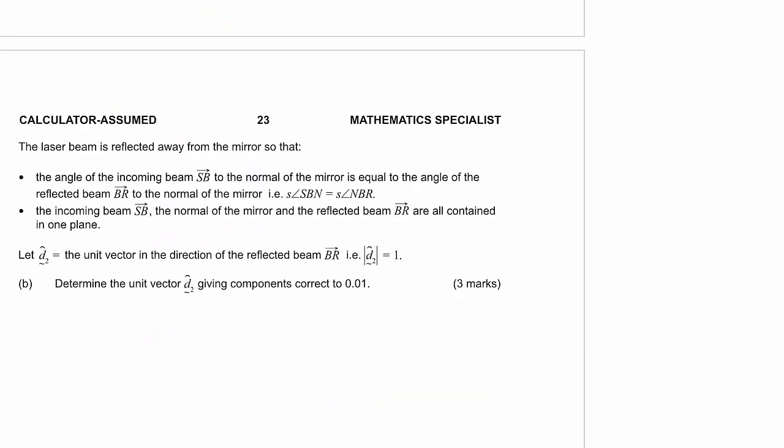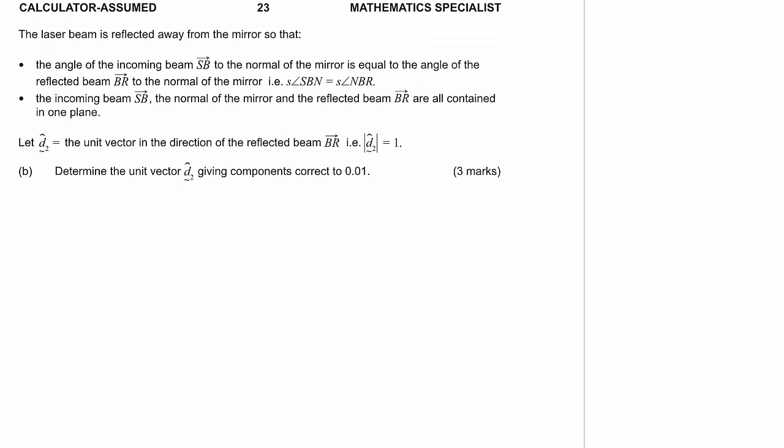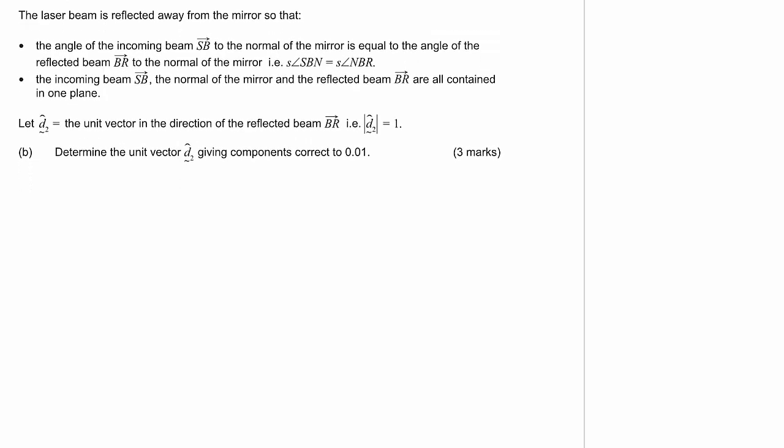Now, for part B, this is a really difficult question actually, and it's a question of going about it the right way. There's all sorts of ways you could go about it that could actually be horrendous, but I think I've found a pretty decent way of going about it. So the laser beam is reflected away from the mirror so that the angle of the incoming beam to the normal of the mirror is equal to the angle of the reflected beam to the normal of the mirror.